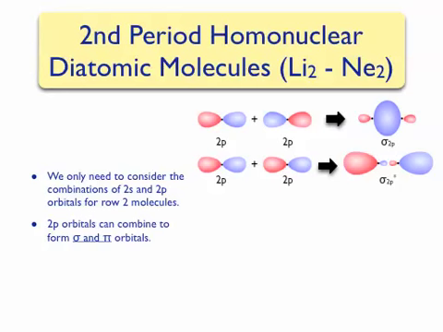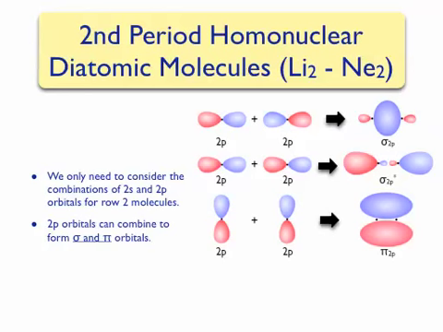To make pi orbitals, we need to add the 2p orbitals so that they are parallel to one another. If they're added in phase, we form a pi 2p orbital. Note that there is also a set of two 2p orbitals that are oriented out of the plane of the screen. These will also combine to form a pi 2p orbital. Therefore, there will be two pi 2p orbitals that will be the same energy.